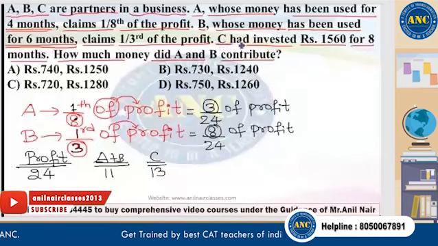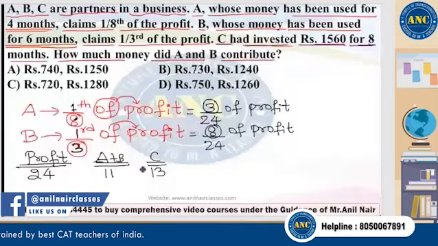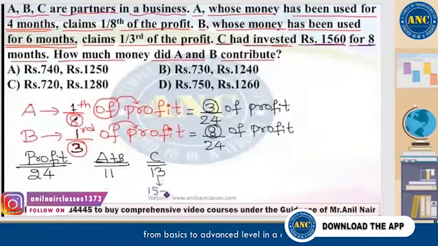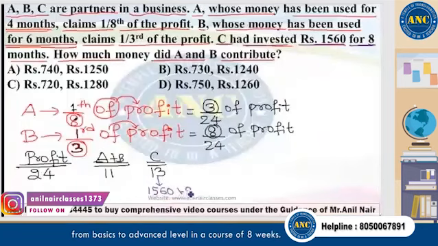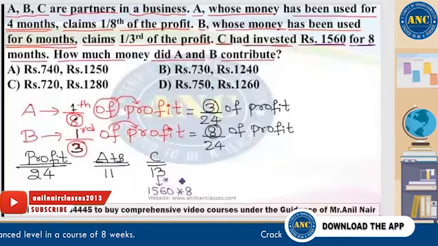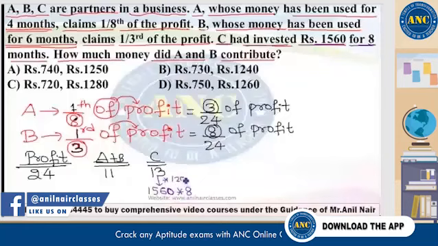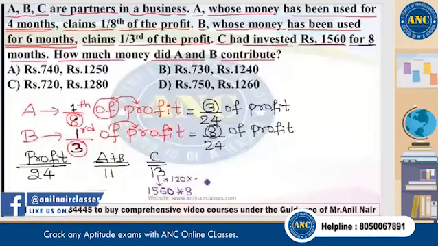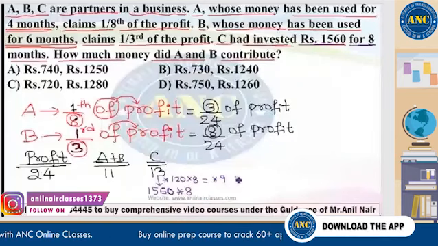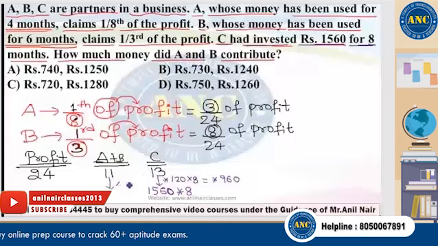But the question says C had invested 1560 rupees for 8 months. That means C actually should get 1560, and that is for 8 months. What should be the multiplying factor? 13 into 12 is 156 followed by 10, and then this multiplied by 8. That means the multiplying factor is 12 eights are 96, so the multiplying factor is 960. 11 also multiplies by 960.